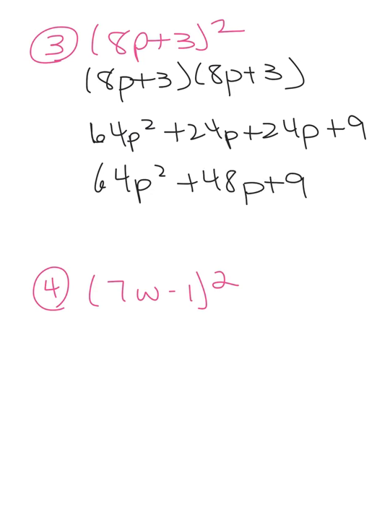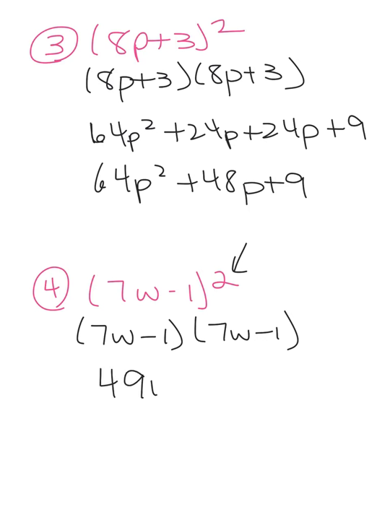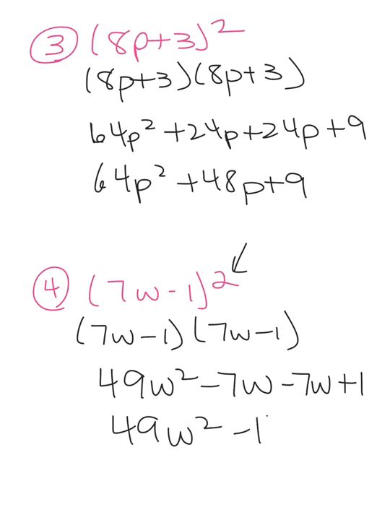For number 4, we have the quantity of 7w minus 1 squared. So let's rewrite that, 7w minus 1. And again, because there's a 2, I'm going to write them twice. And then I'm going to use FOIL. 7w times 7w gives me 49w squared. My outside term is negative 7w. My inside term is negative 7w. And my last term is 1. I combine my terms and I have 49w squared minus 14w plus 1.